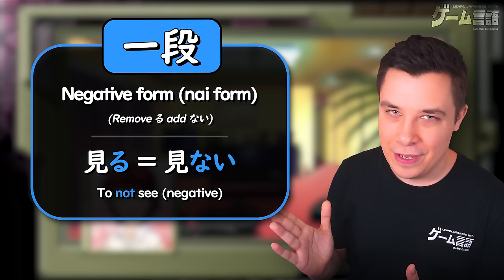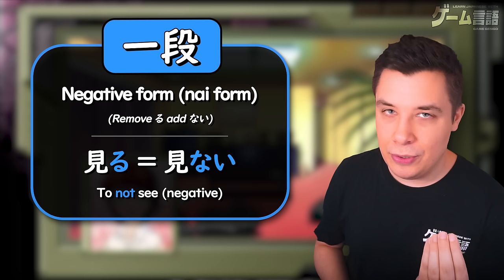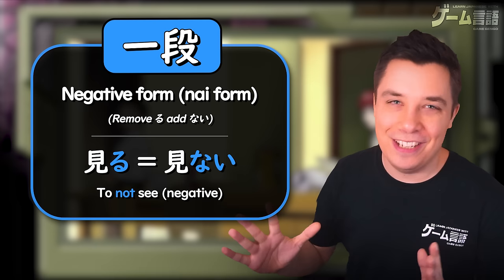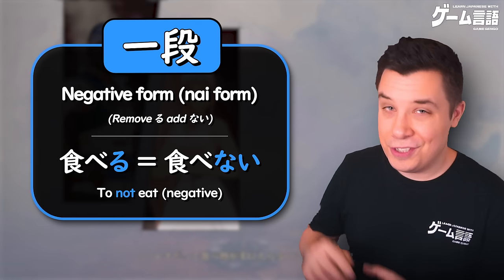Remember, this is a very important form if you want to use method number two to be able to tell whether a verb is ichidan or godan. And this just means the negative, not. So, miru, to look, minai, to not look, or to not see. So again, as always, ichidan verbs, just drop the ru, you now have the stem, and add the conjugation. Here, nai, minai. 食べる, to eat, 食べない, to not eat.